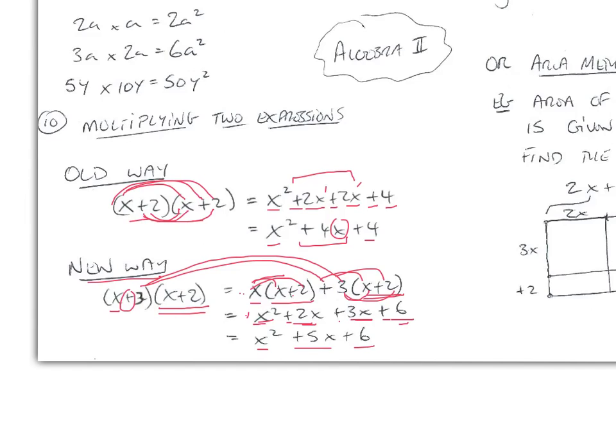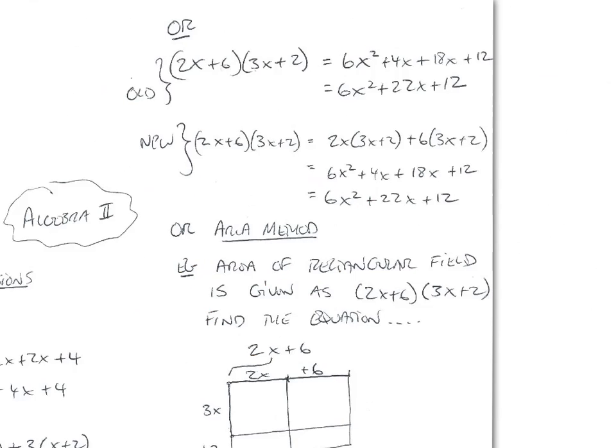So x plus 3 times x plus 2, when we multiply those two expressions together, we get x squared plus 5x plus 6. So just let's look at the new way again. If we're multiplying 2x plus 6 by 3x plus 2, we write the first term 2x here, we write this expression there, and then we have plus 6 here, and we write this expression again there. And then we multiply through.